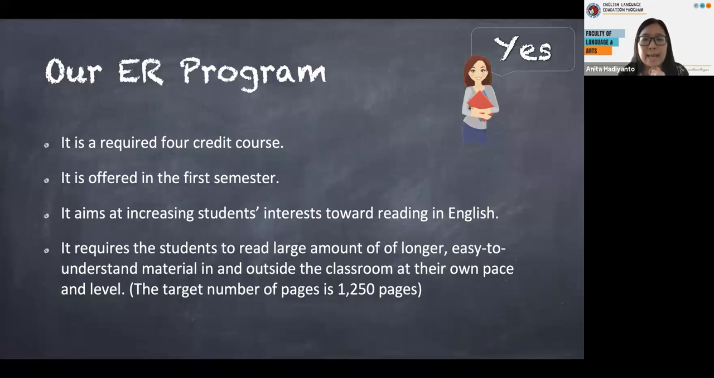But recently, because we started to take sources from ER Central, for example, we will change the target number. So it's not pages anymore, but we will use words. But for this one, we chose this number because we assume that they will read for 10 weeks, so 100 pages every week.